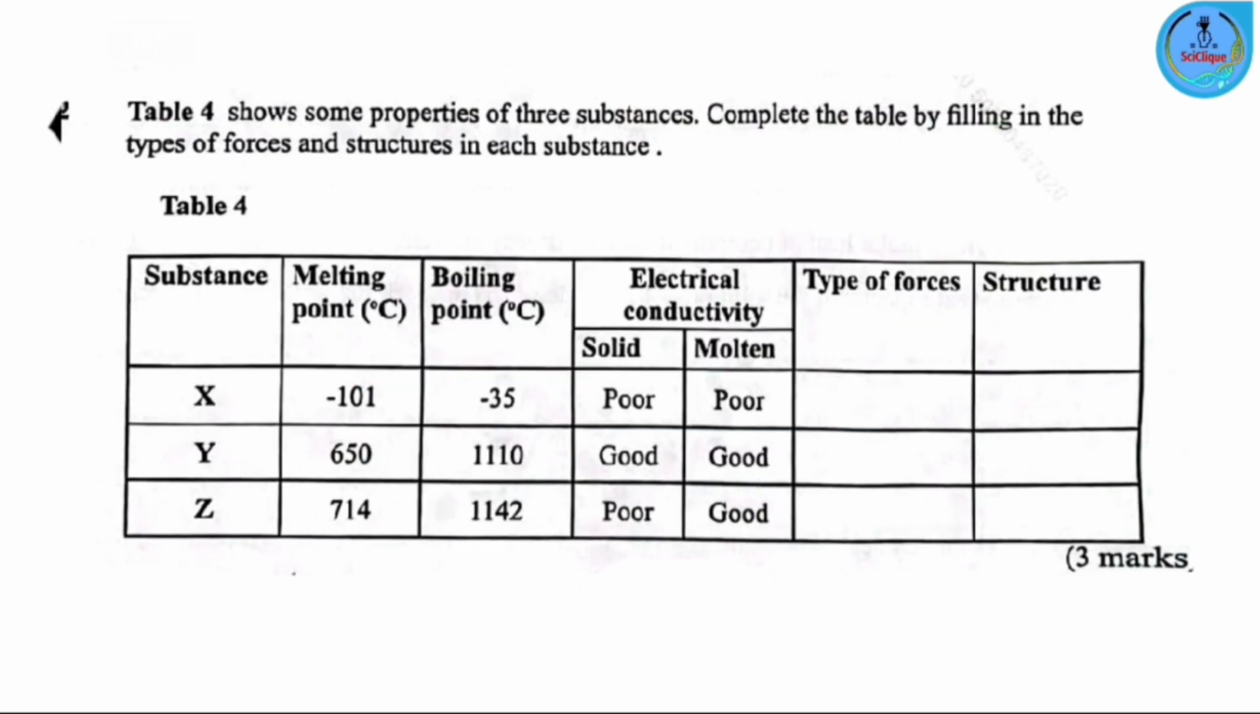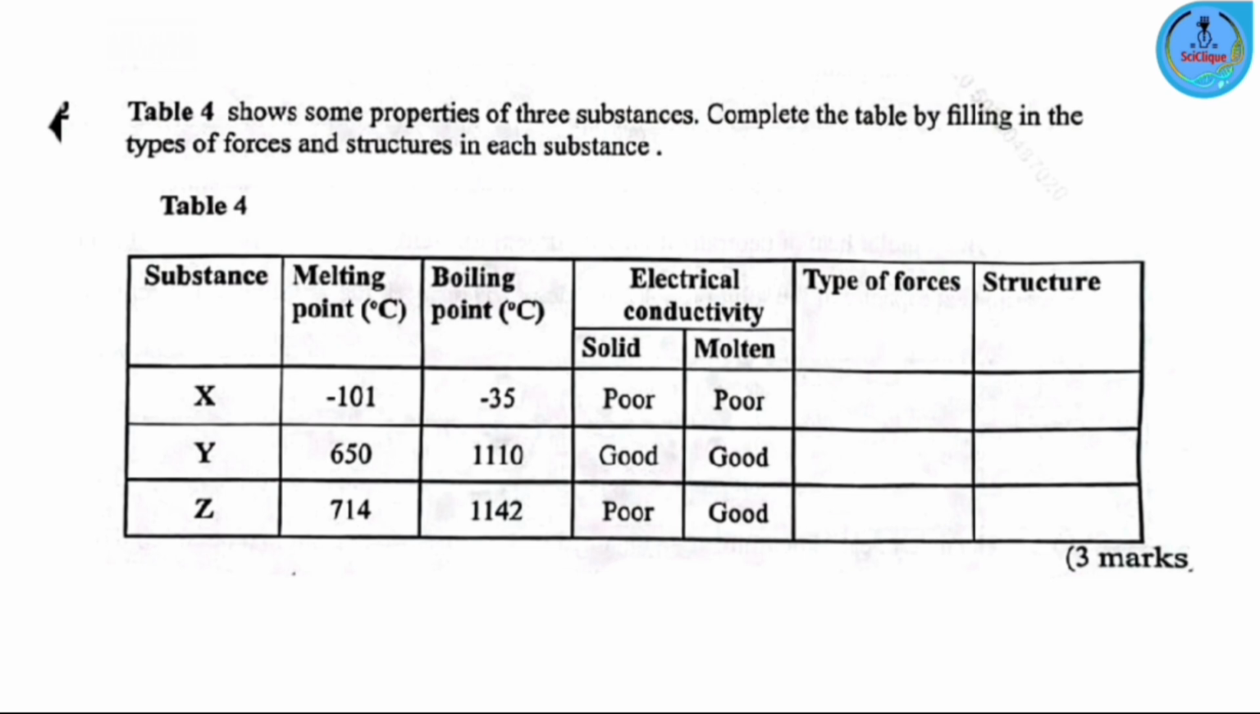Okay, now question number 12. Table 4 shows some properties of 3 substances. Complete the table by filling in the type of forces in each substance. Okay, so we have X, Y, and Z, their melting points, and electrical conductivity in the solid state and the molten state. Now, this is where I usually focus on first, okay? Because the information that is given based on the electrical conductivity can be enough for you to answer the question.